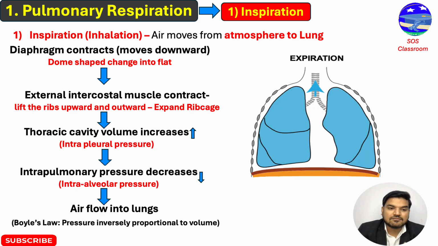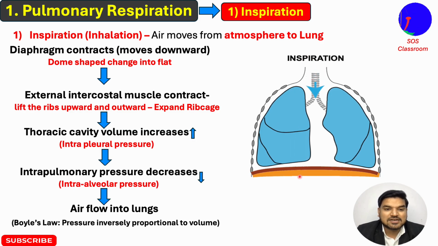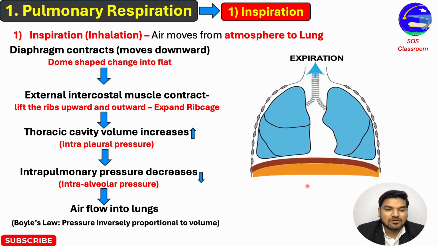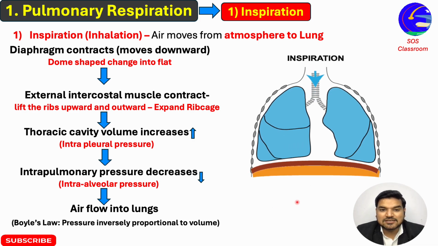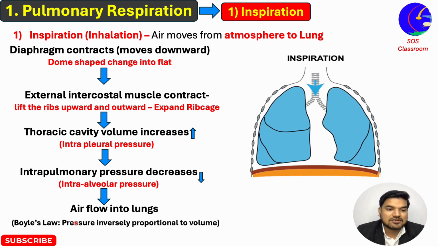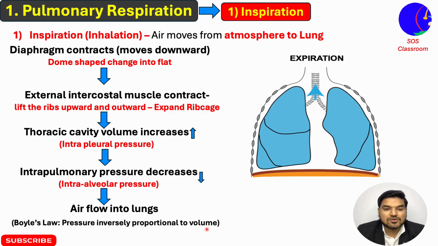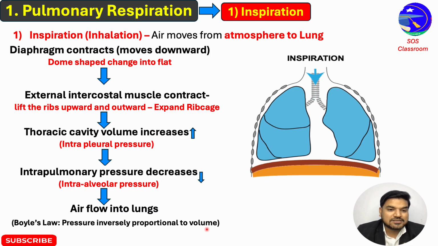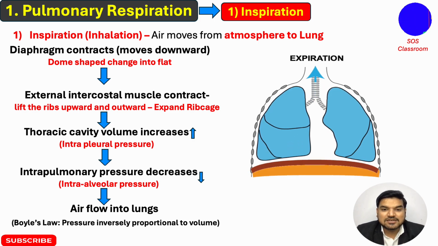Then air flows into the lungs because of the high pressure in the atmosphere and low pressure inside the lungs. The diffusion process occurs from the external environment to the internal environment, and air moves from the atmosphere to the lungs. That is explained by Boyle's law. Boyle's law means pressure is inversely proportional to volume. If the pressure increases, the volume decreases. If the volume increases, the pressure decreases.